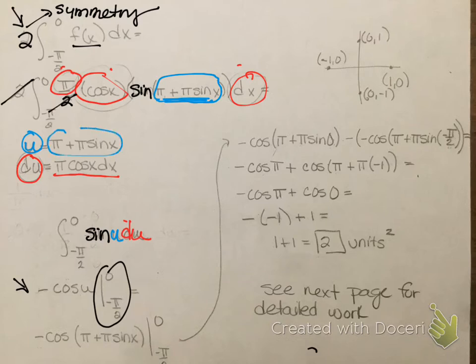So here we go. U was blue. So plugging in for blue right here, pi plus pi sine x. Now I'm going to use my fundamental theorem of calculus. I'm going to plug in a 0 for every x. So there you see my 0 right there. And then I am going to plug in a negative pi over 2 for x. And you see it right here.